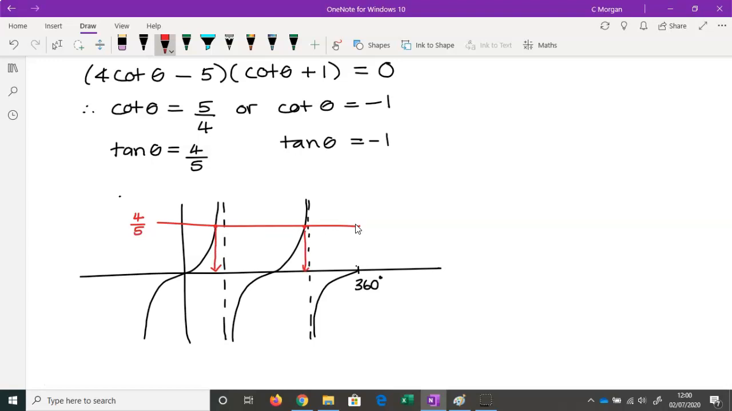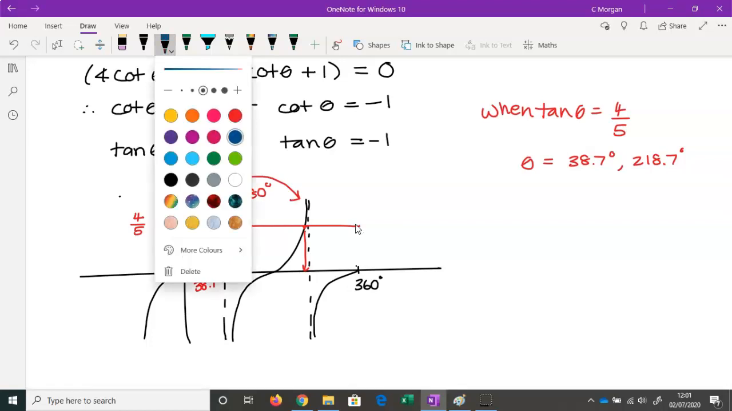So my first set of solutions, when tan theta is 4/5, now make sure my calculator's in degrees mode, and my first answer, my shift tan, is 38.7 degrees. So I've got 38.7 down there, and I know that I've just got to add on 180 degrees to that to get my next answer, which is 218.7 degrees. And that's my next answer in red.